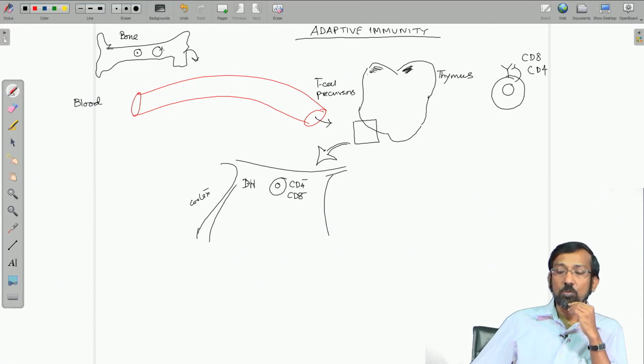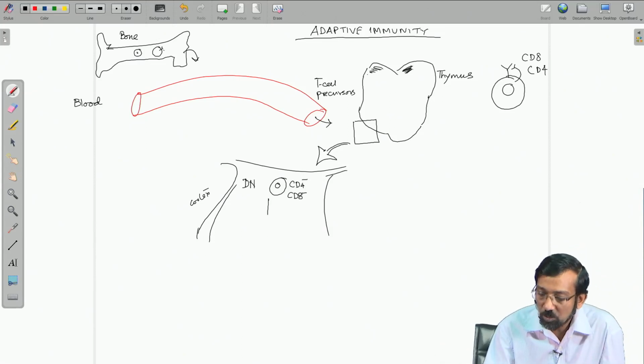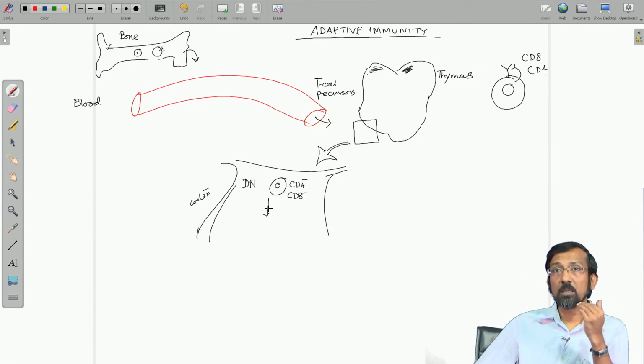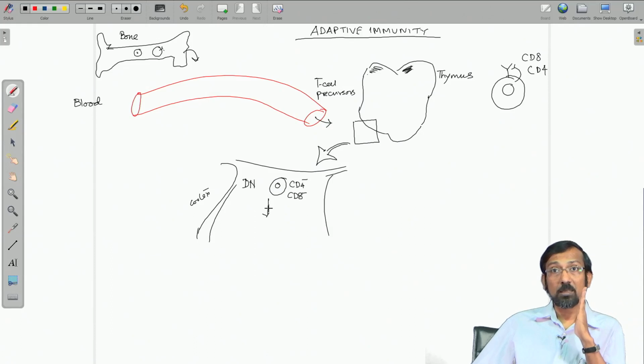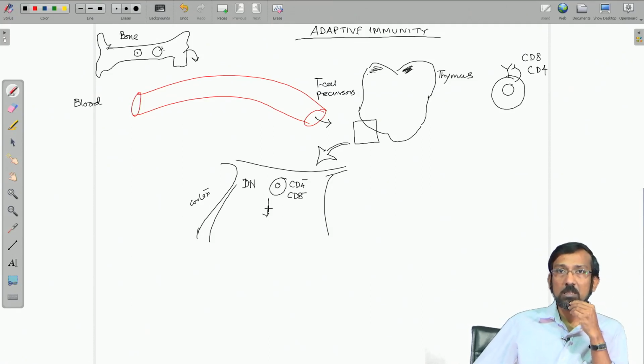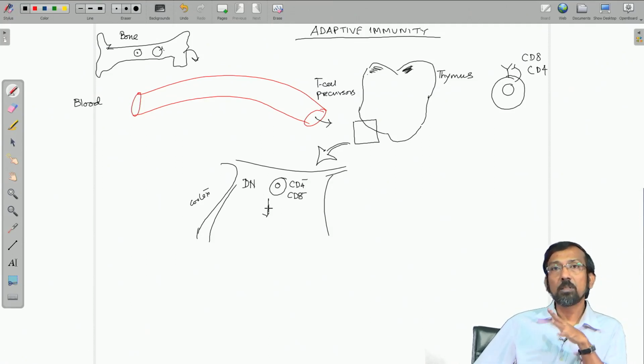The next stage, once they enter the thymus, is that they will start to mature, and they will pass through several double negative stages. So, we call them double negative 1, double negative 2. That means the cells are still not expressing the CD4 or the CD8 co-receptors on the surface. And in the meantime, there is rearrangement of the T cell receptors.